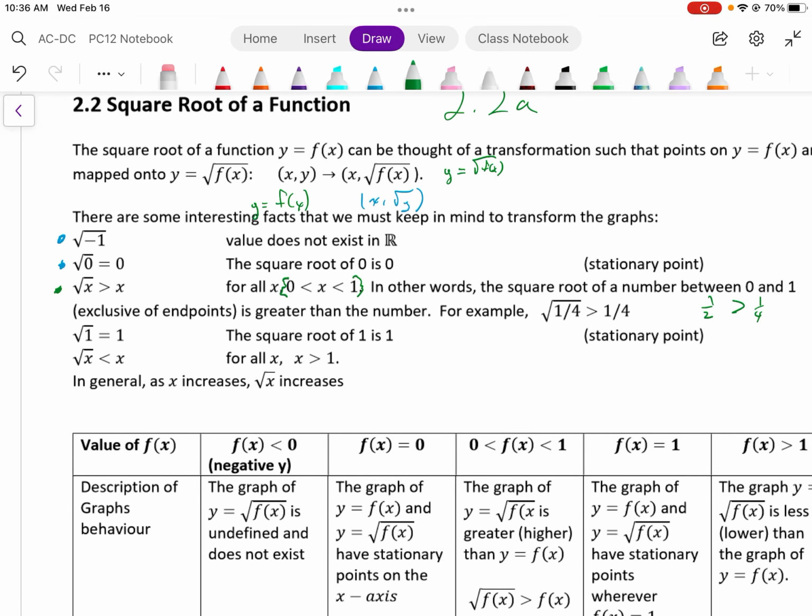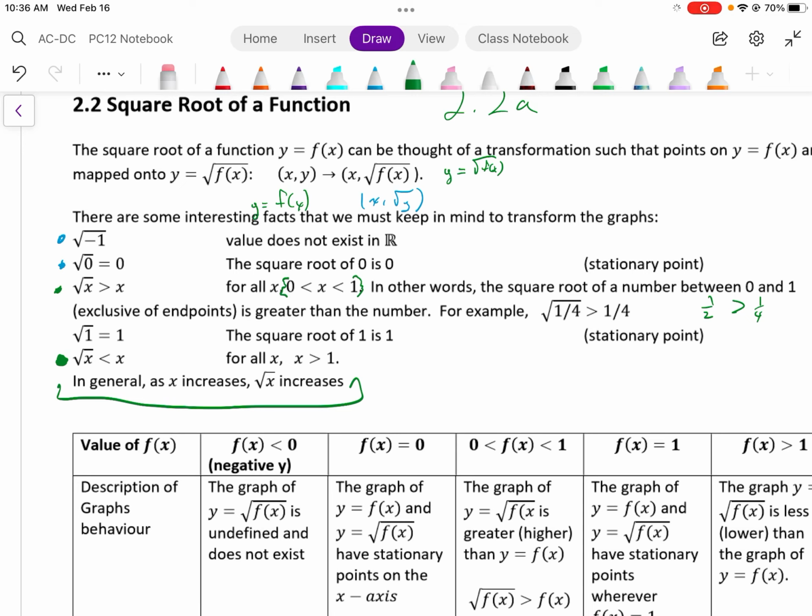The square root of 1 is 1, and that's going to be important, so it remains the same. And in general, last but not least, the square root of x is less than x for all x where x is greater than 1. In general, as x increases, the square root increases.